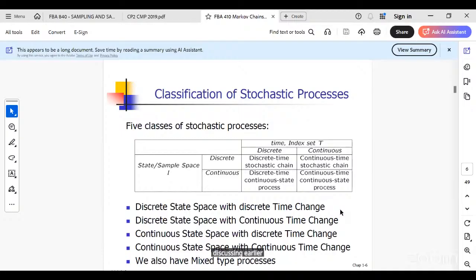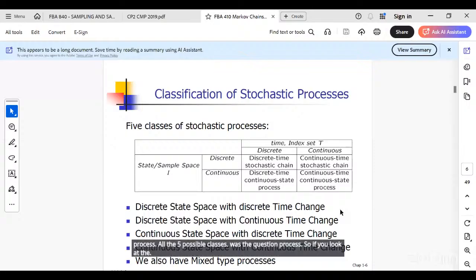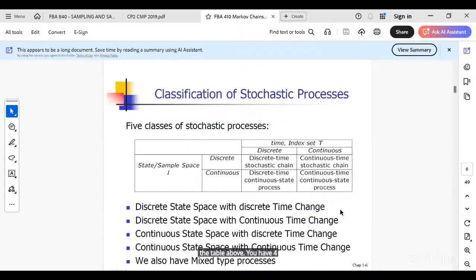So now let's look at the possible states that our stochastic process can be. The 5 possible types, or the 5 possible classes, of stochastic process. If you look at the table above, you have 4 different quadrants there. The 5th one is hidden, and I'll explain later. Now, in the first quadrant, you can have a stochastic process where the time is discrete and the state is discrete. What it means is that the stochastic process will assume a definite position at a definite time.